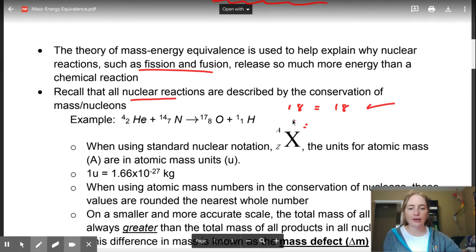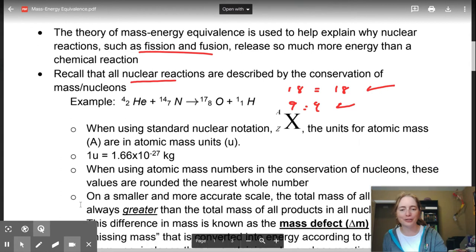And so 9 over here and then 9 over here. Okay, we're good. So our conservation of charge and nucleons is still going here. So why are we getting this? Where is this energy coming from? Where is this mass being converted?